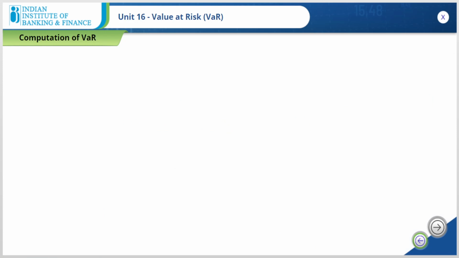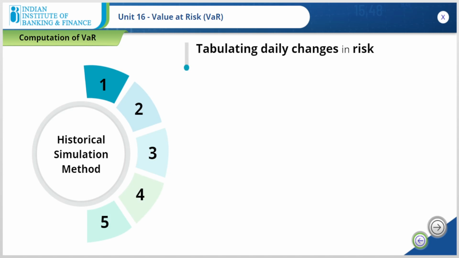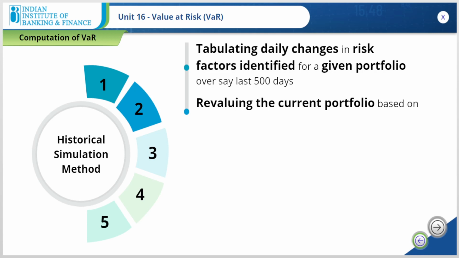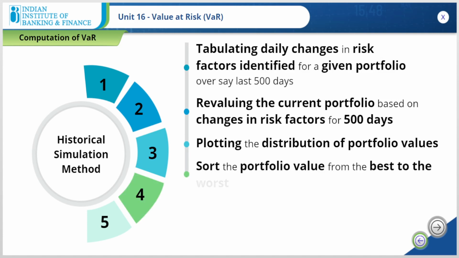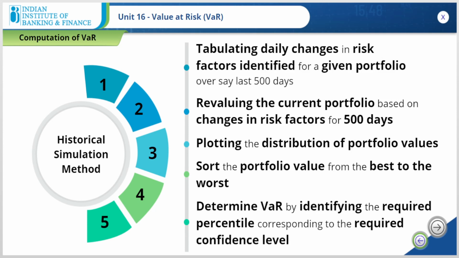Let us now see computation of VAR with the help of the historical simulation method. There are 5 steps involved as mentioned below. Tabulating daily changes in risk factors identified for a given portfolio over, say, the last 500 days. Revaluing the current portfolio based on changes in risk factors for 500 days. Plotting the distribution of portfolio values. Sort the portfolio values from the best to the worst. Determine VAR by identifying the required percentile corresponding to the required confidence level.